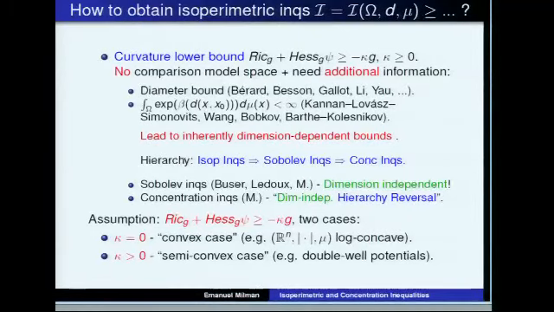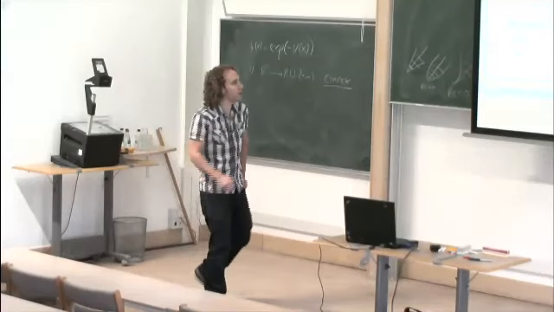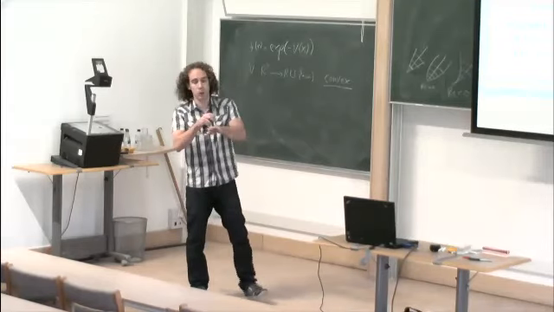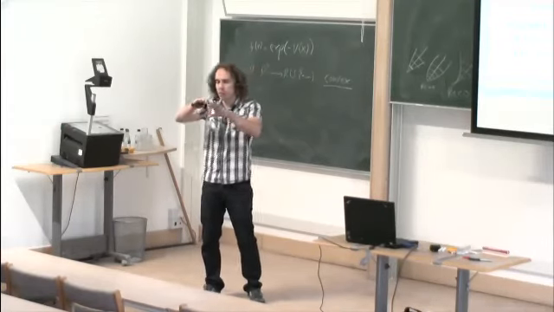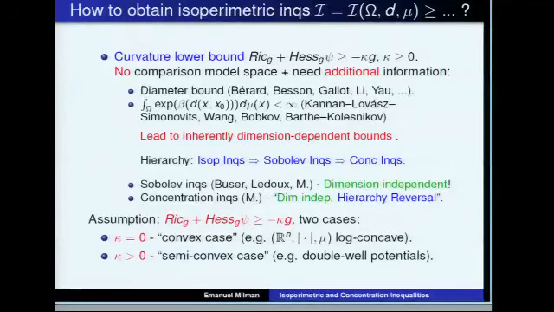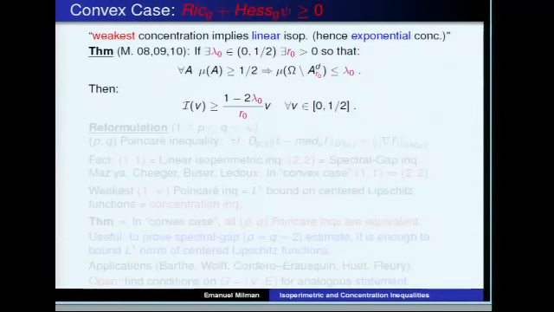And the second case is when kappa is strictly positive, so we may have a negative lower bound. I'll call this the semi-convex case, and the typical example is Rn equipped with a double well potential measure, but this curvature lower bound is telling us that the double well cannot be too steep. We have some control over curvature. Okay, so let's see our results. So let's start with the convex case.